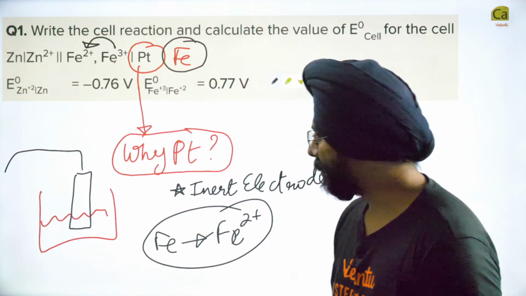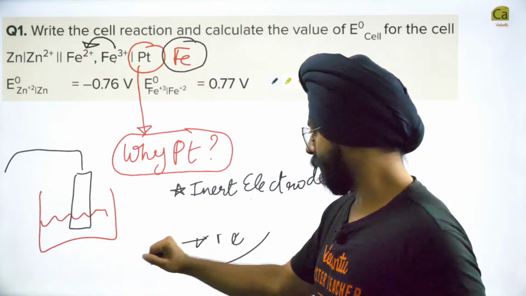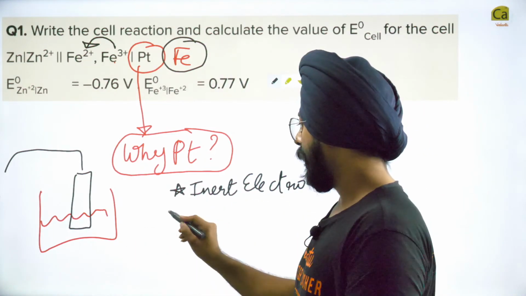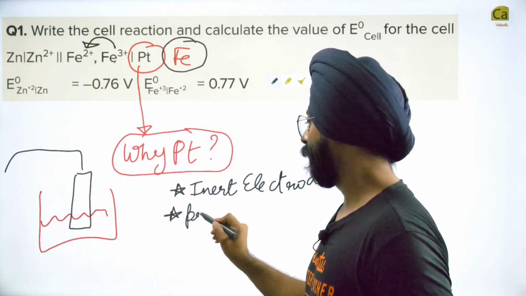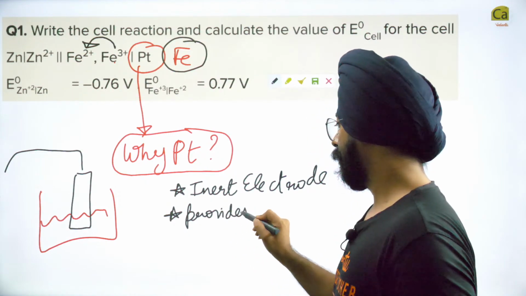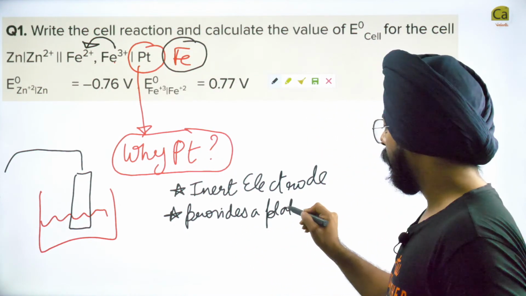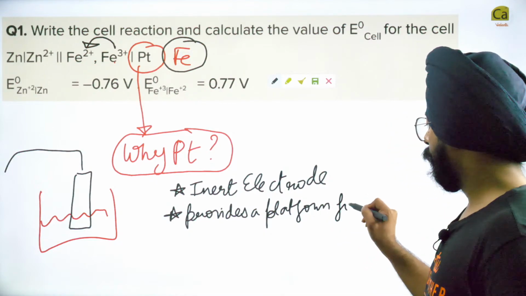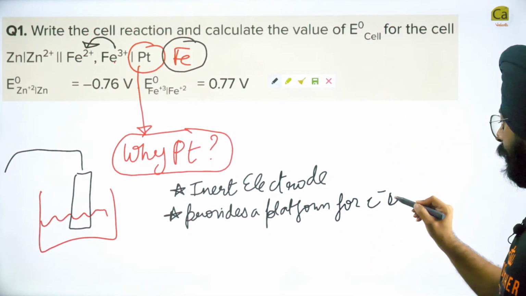So you want something that is an inert electrode, okay, and it provides a platform for electron exchange.